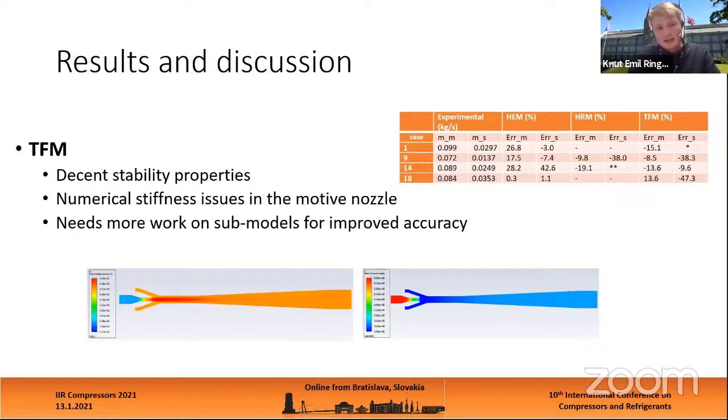And the last model is the two-fluid model. From the previous results, we found that it has decent stability properties. In general, we had some numerical stiffness issues, especially in the motive nozzle for certain operating conditions. But it can reach quite reasonable results for the motive mass flow rate with given tuned parameters. However, we've concluded that more work is necessary on the submodels to at least get good accuracy for the suction mass flow rate.